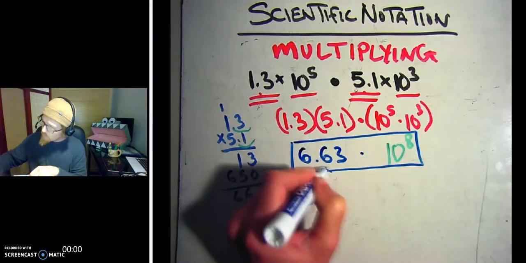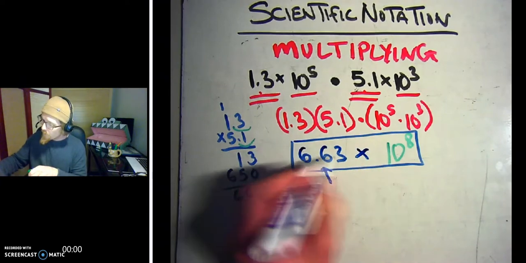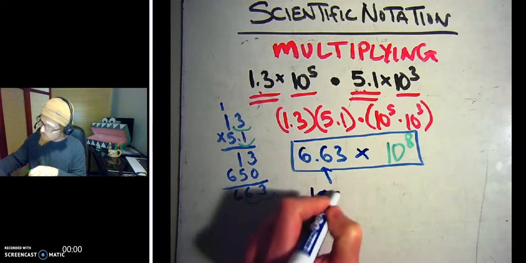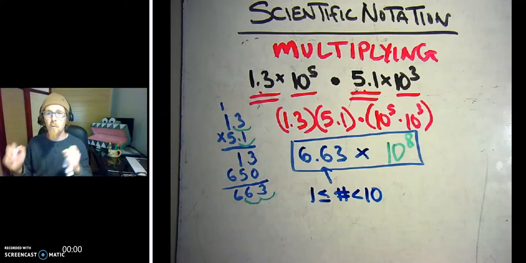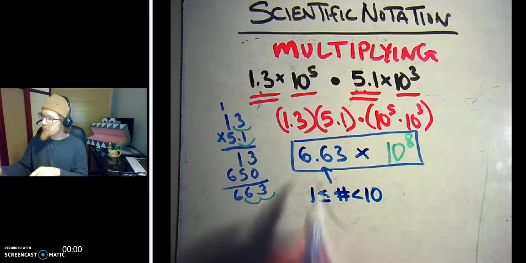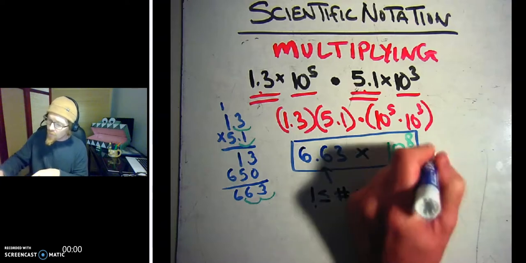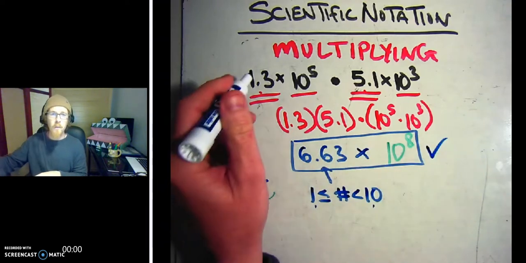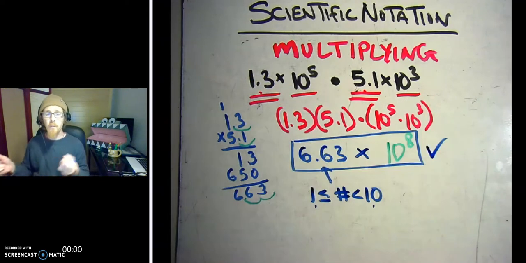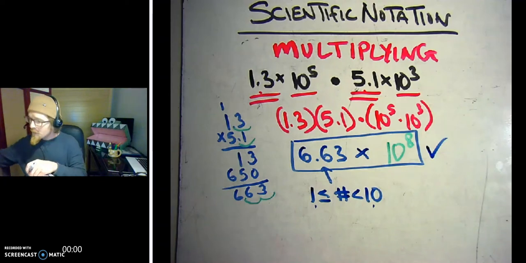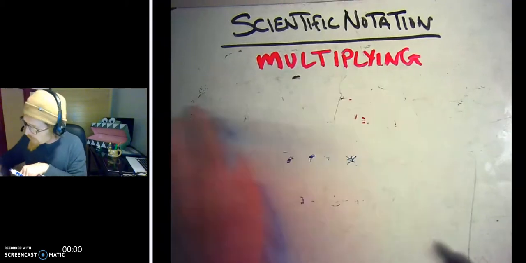Now the last thing I want to do is check that this is in scientific notation. We know that this number has to be greater than or equal to 1, and it has to be less than 10. That's the official way to write scientific notation. And because 6.63 is bigger than 1 and less than 10, times 10 to the eighth, it looks like we have our solution to 1.3 times 10 to the fifth times 5.1 times 10 to the third. So again, we just multiplied these in different parts. But let me take you through just one more example where we might see something a little different happen.